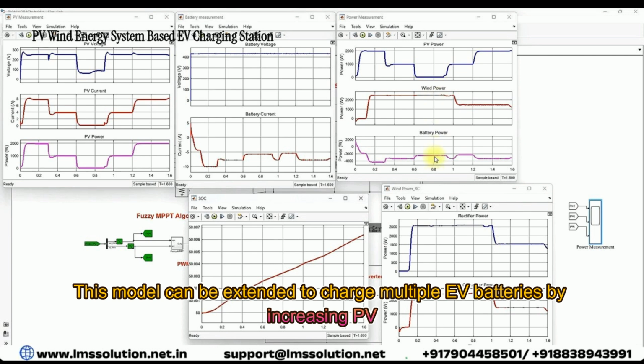This model can be extended to charge multiple EV batteries by increasing PV and wind capacity.